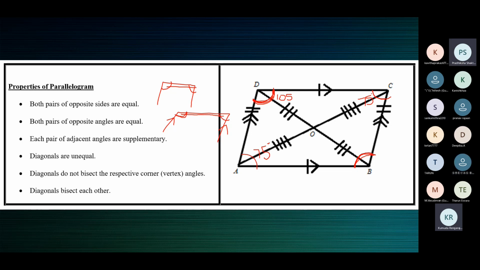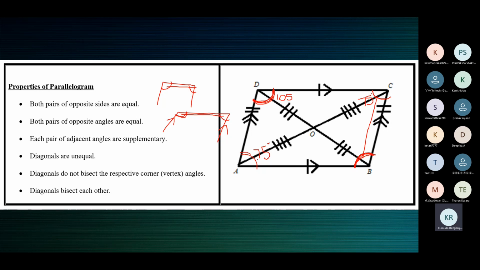Ma'am, opposite angles are equal. Yeah, opposite angles are equal because we found D, right? D is 105. In a parallelogram, we know that opposite angles are equal. So if D is 105, B is also 105. Yes, ma'am. In a parallelogram, opposite angles are equal. We can use this property to find angle B, or we can say that adjacent angles are supplementary. So this 75 plus angle B is 180. So angle B is equal to 105 degrees.